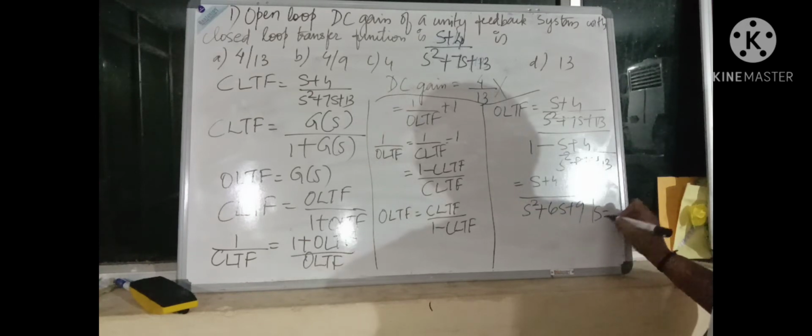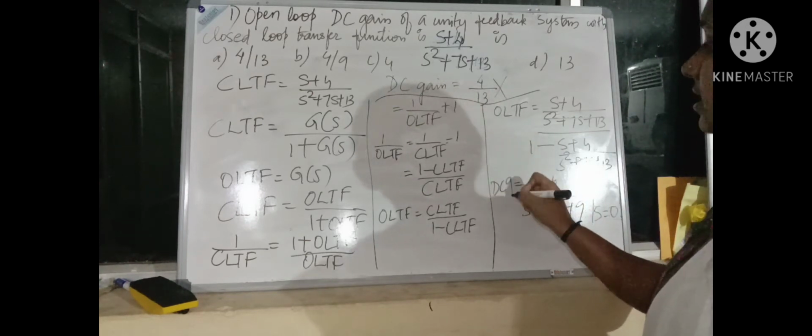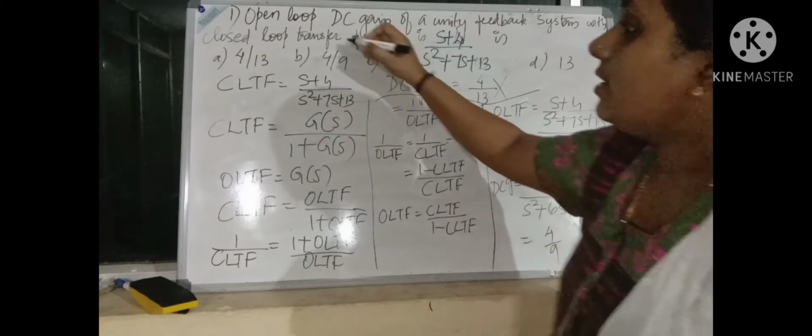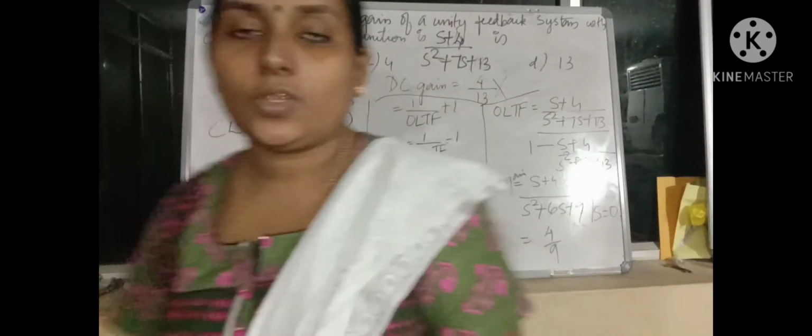Okay. Next apply s equal to 0 for DC gain. We get the answer as 4 by 9. This one is the answer. All clear?